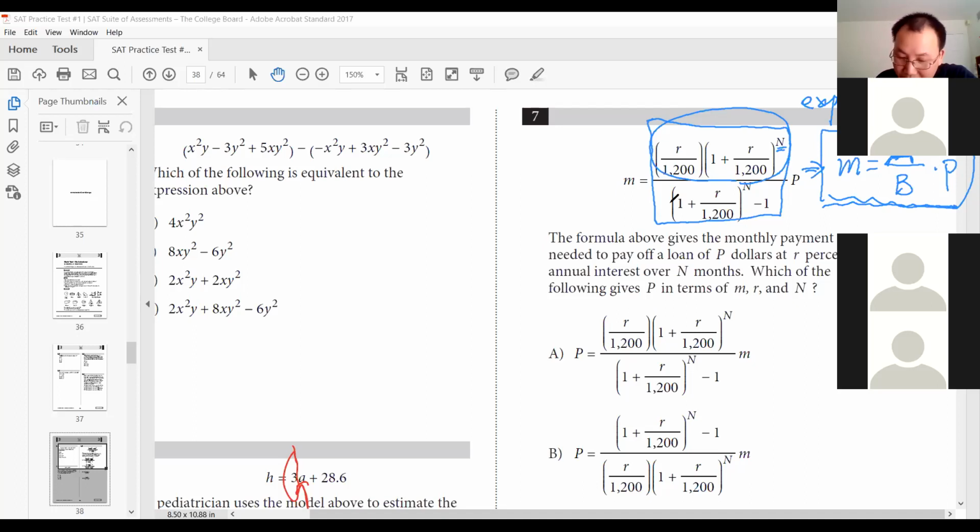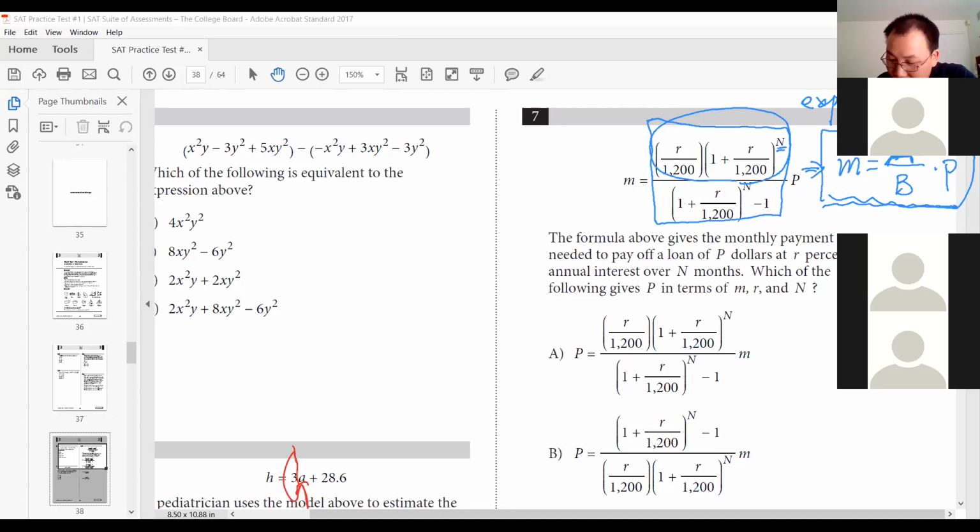All right, so put this thing right here. We don't necessarily have to panic: what's going on here? What's happening to R? What's happening to N? What's to P? Just simplify it like this. So let's see the formula, what they're talking about in the description part. The formula above gives the monthly payment. Okay, monthly payment M.